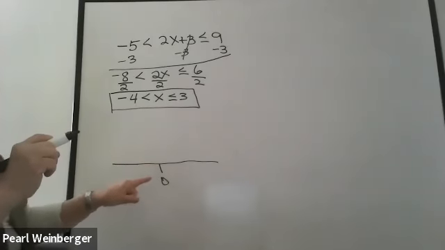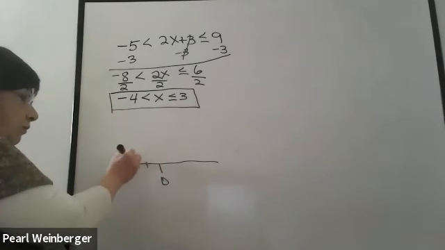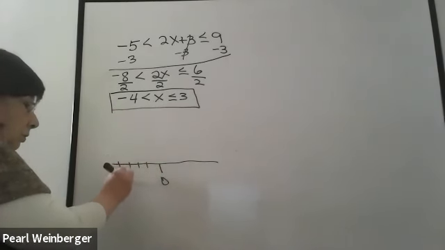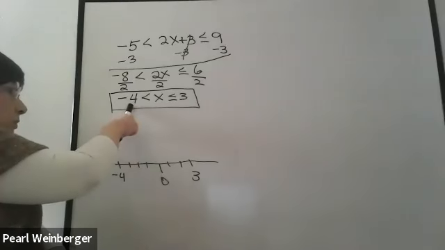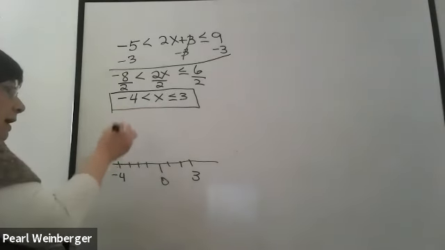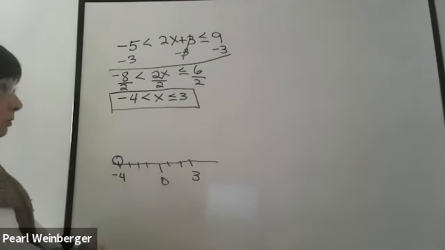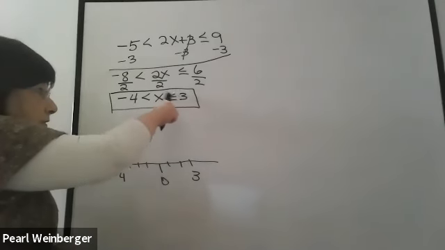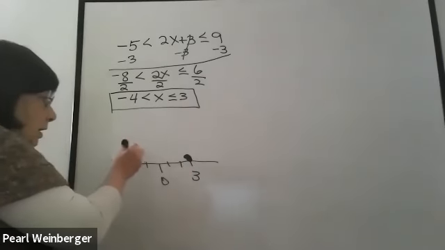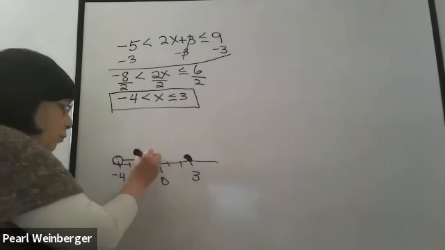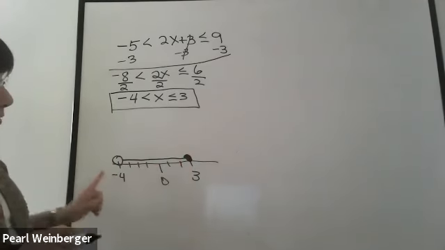On the number line, remember how we look at this? We go to the point -4, and then we also go to the point 3. Those are the two important numbers, the -4 and the 3. And we notice at -4 it says less than, which means it's an open circle. And at the 3 it says less than or equal to, which means it's a filled in circle. And then we just stretch a line from one to the other.